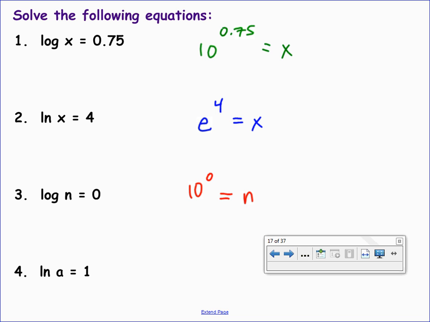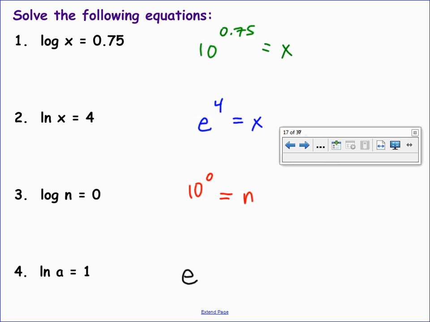And lastly, the invisible base on an ln, right? On ln is, Carson? E. Good. E is the invisible base, so e to the first equals a.